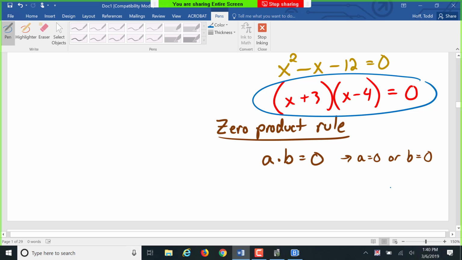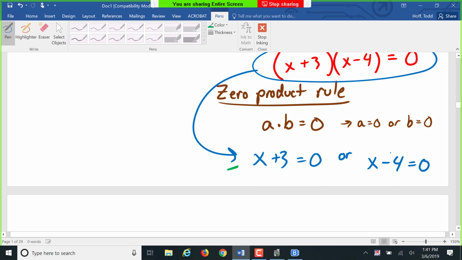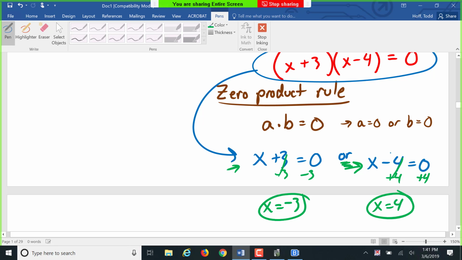So what this is saying, x plus 3 times x minus 4 equals 0, that's saying either x plus 3 equals 0 or x minus 4 equals 0. I now have two simple linear equations that I can solve. How would I solve this first equation? Subtract 3. X equals negative 3. How would I solve this second equation? Add 4. X equals 4. Those are my two solutions.